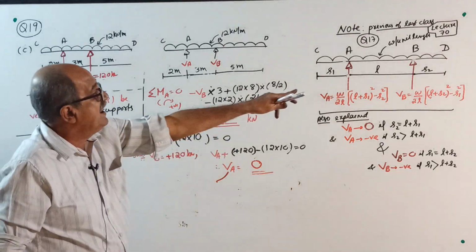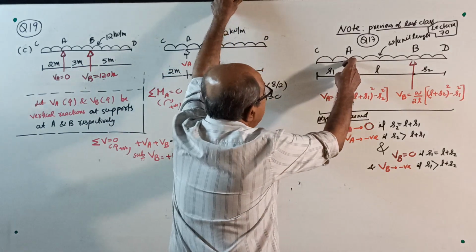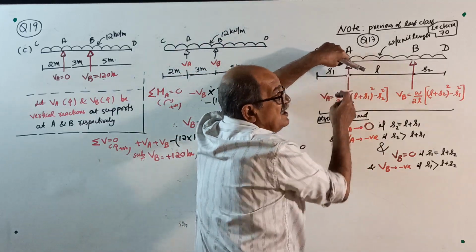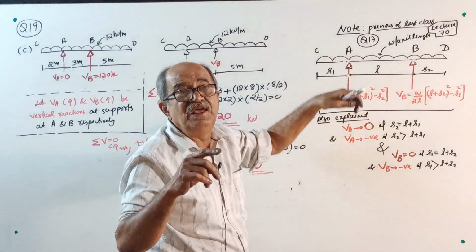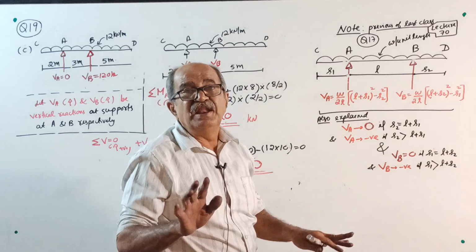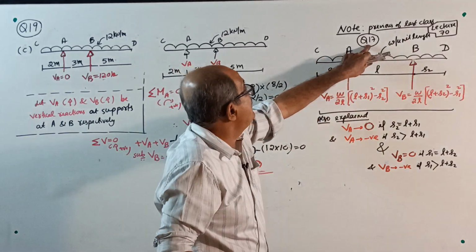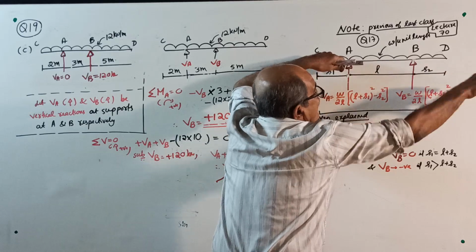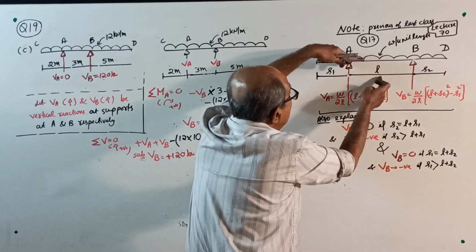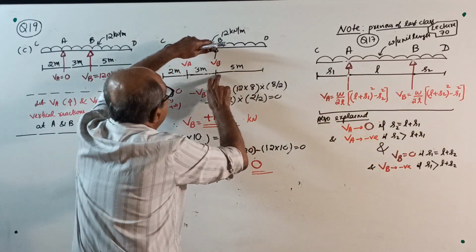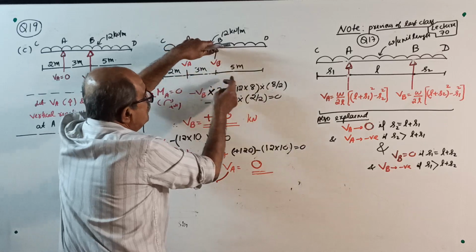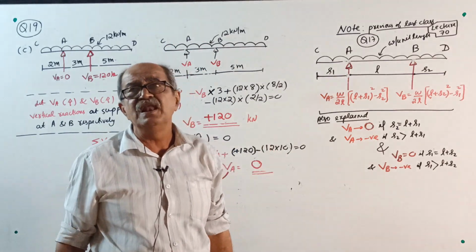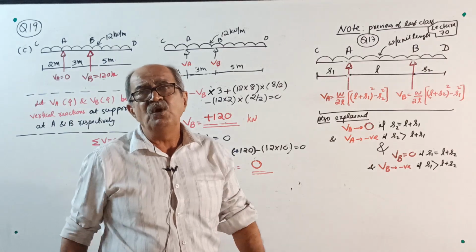Now do one thing. Go there and check. I told VA will be 0 if this reaction is 0. The reason I told you last time very clearly using a model also. Go back to that class 17. I told VA will be 0 if that overhang, that is S2, is more than the sum of these two. Exactly, this is 5, sum of these two is 5, therefore 0 came. And remember, that is only for full UDL over the entire span. Other type of load, you have to solve the question.